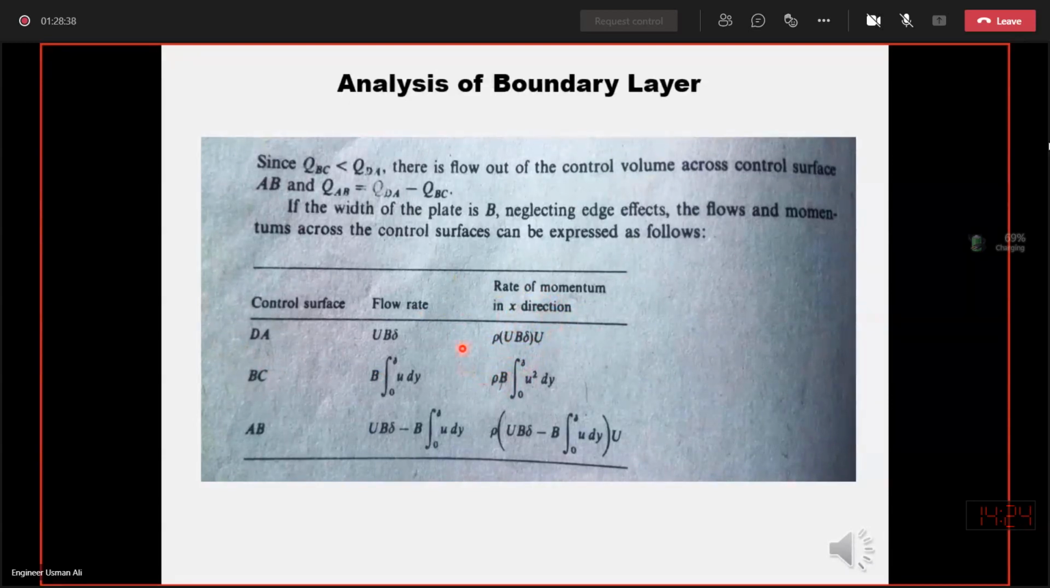Any problem in this calculation of the flow rate and the momentum? Anybody having any query? Is it clear to everyone how it has been calculated? Yes sir, clear. Yes sir, clear.